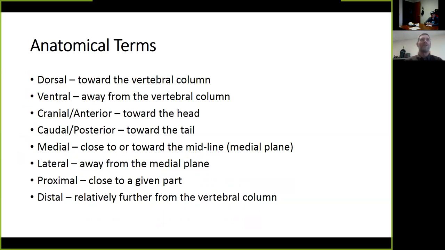Then medial is towards the middle of the animal, and lateral is away from the middle of the animal. Proximal is close to a given part, like if you had your arm out, the elbow is proximal to the hand because it's closer to the medial plane than the hand. And then distal is further away. So we may use some of those terms when we're talking about some of these meat cuts as they come up.